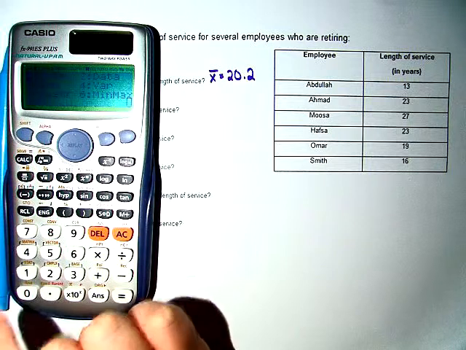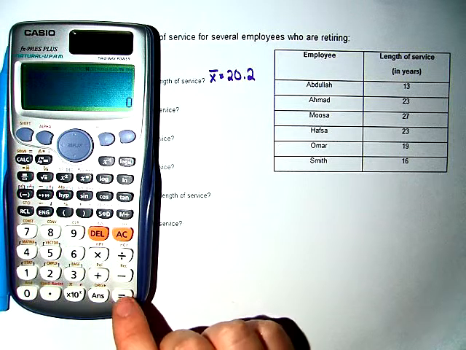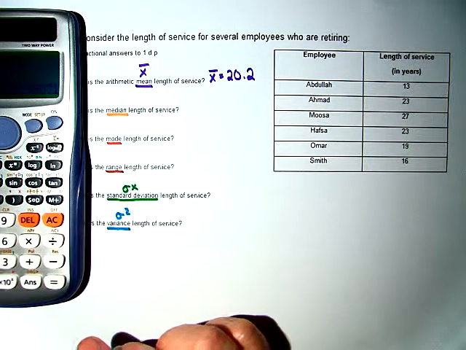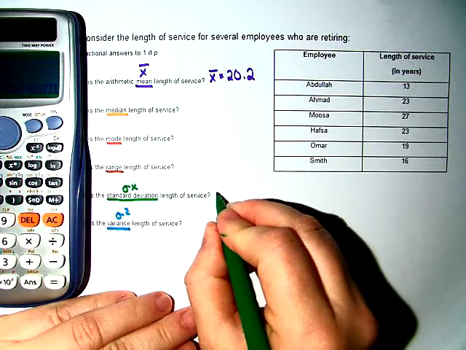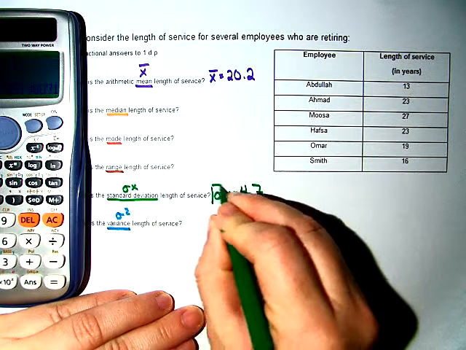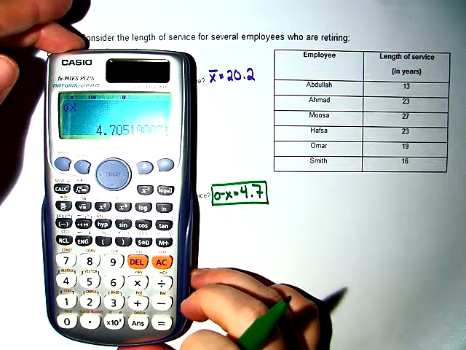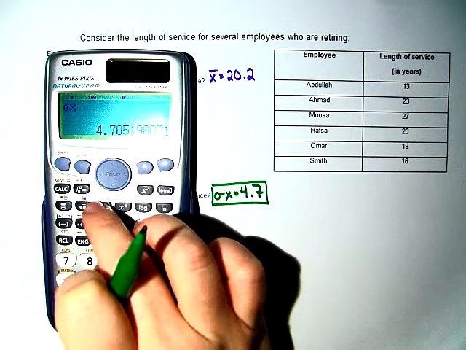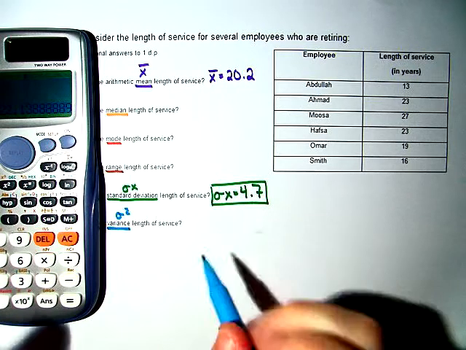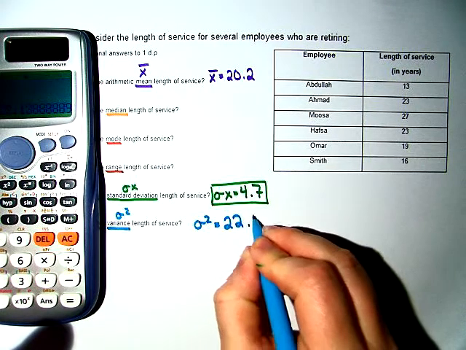Next thing is the standard deviation. So we do Shift, Stat. We're going once again into variance, and we're going to do 3 for standard deviation. And we get that the standard deviation is 4.7. Now remember, to do variation, you already have 4.7 in your calculator. All you have to do is hit the squared button, and we get that the variation is 22.1.